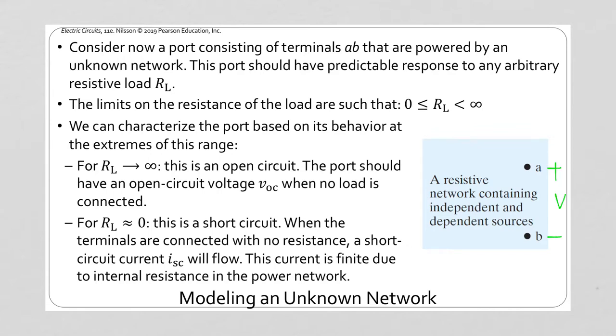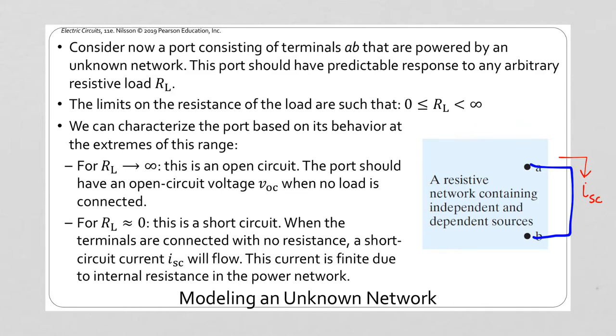Then there would be an open circuit voltage that you could measure from the terminals of that network when there's no load connected. The other end of the spectrum is for when the load resistance is approximately 0. In that case, we have a short circuit where we have essentially a wire connecting the two terminals, and we're going to have some short circuit current flowing between those terminals.